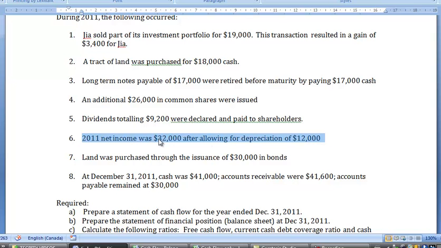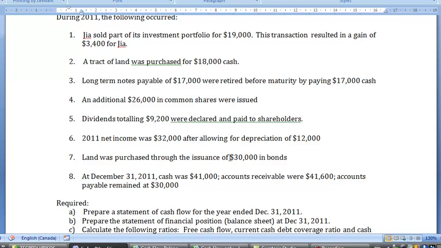It might have been worded differently. It might have said it does not include depreciation of $12,000, but it says after allowing for it, which means that whatever income we have here of $32,000, it includes in the operating expenses $12,000 of depreciation expense.